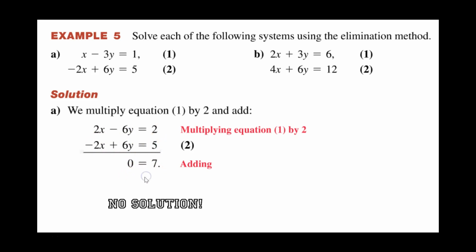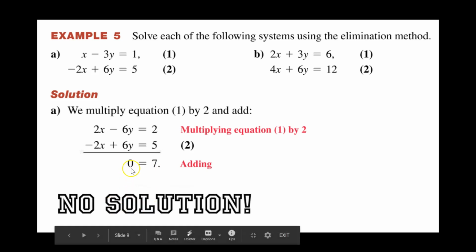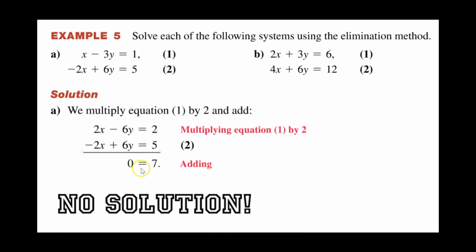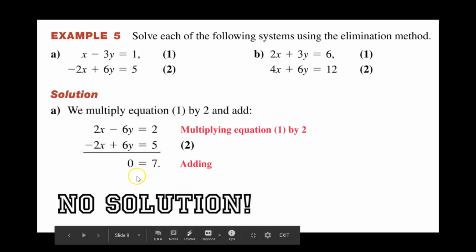So when I get this kind of an answer, it's no solution. There's no possible way 0 can equal 7. Anytime all the letters go away and you have a number equal to a different number, the answer should be no solution.